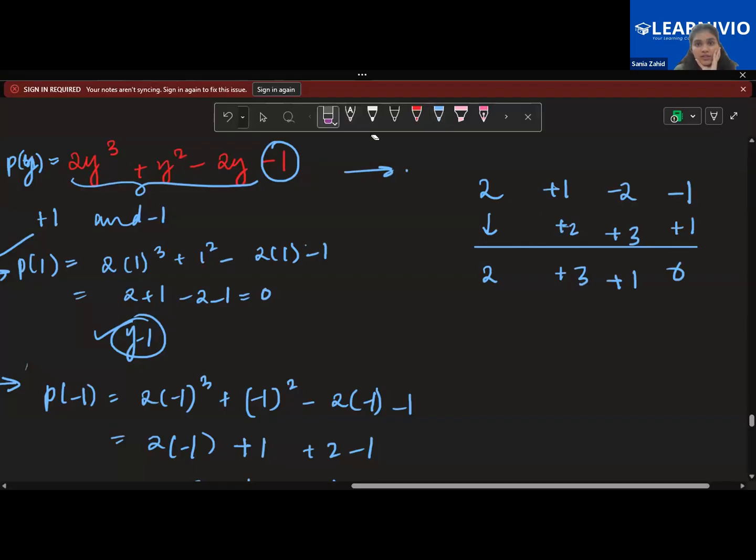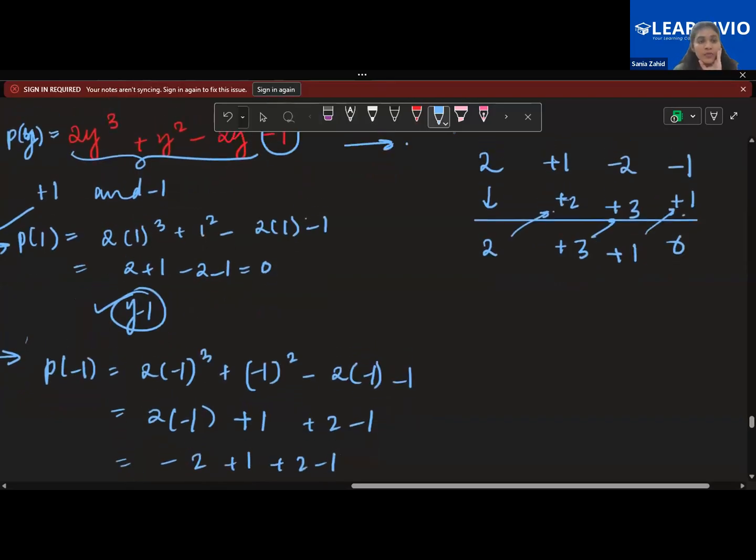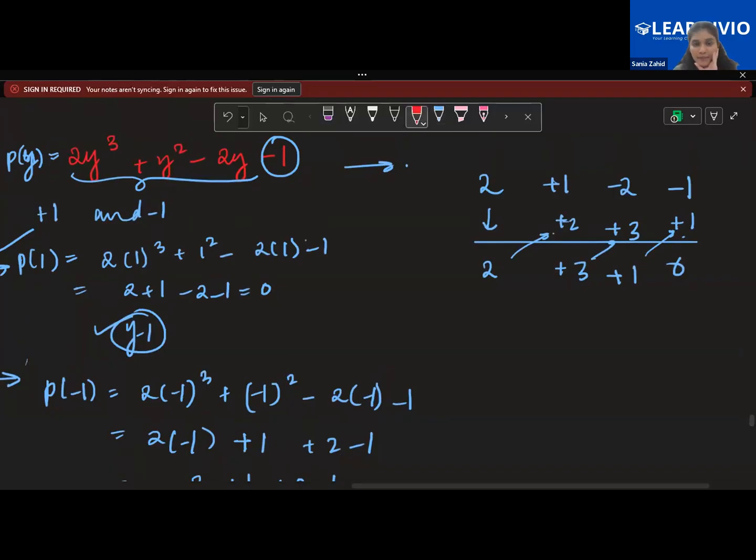Not this 2, actually this is this 2. Children, look again. What I did is, I took all the numbers. I did not write the variables with them, I'm just writing the coefficients. So I wrote 2, I wrote 1, I wrote minus 2, and I wrote minus 1. Clear? This is the first thing.